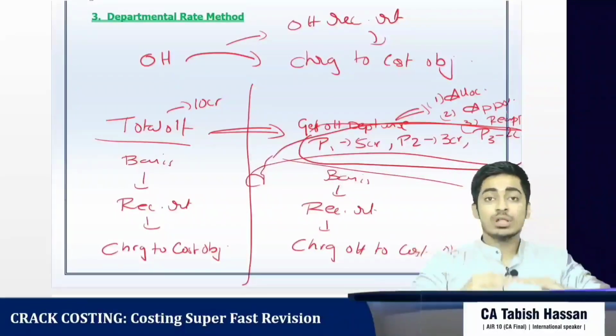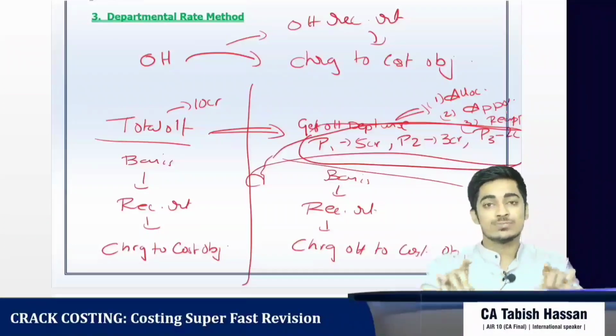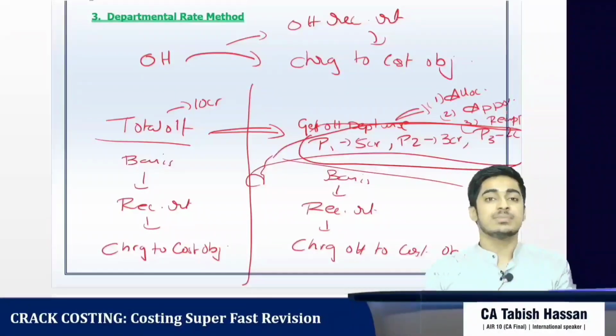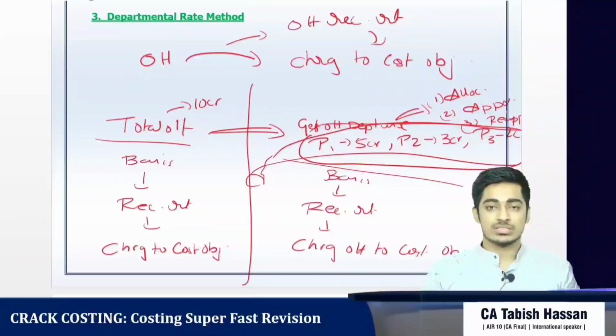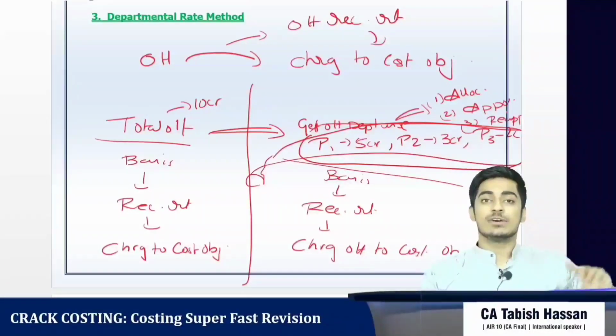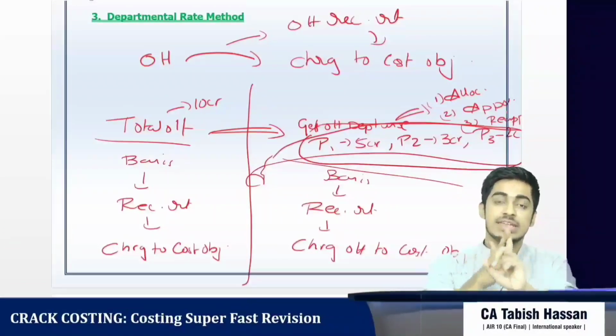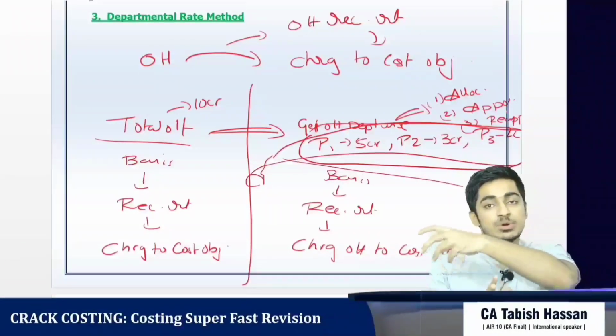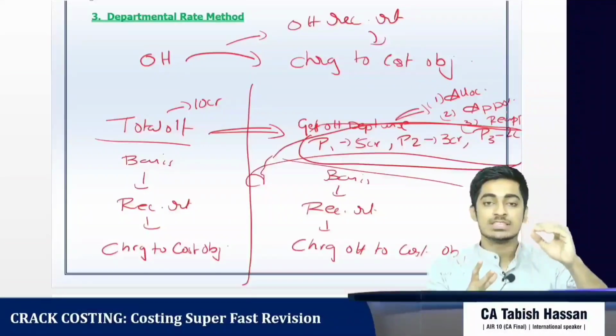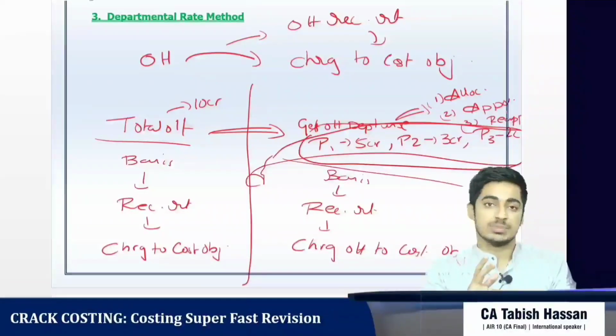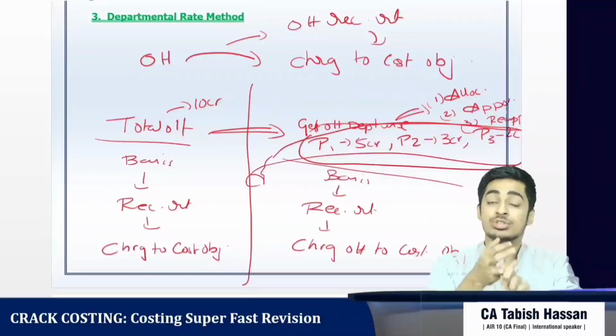If we get all these 3 and add them, we get the total overheads for every production department. We divide it by a basis, we get the overhead recovery rate, and then based on the overhead recovery rate, we charge overheads to the cost object. So all in all, we have 5 steps in the departmental rate method. First is allocation of overheads. Next is apportionment of overheads. Next is reapportionment of service department overheads to the production departments. With this, we get the total overheads in every production department. Then we divide it by a suitable basis to get the overhead recovery rate. And based on the overhead recovery rate, we charge overheads to the cost object.